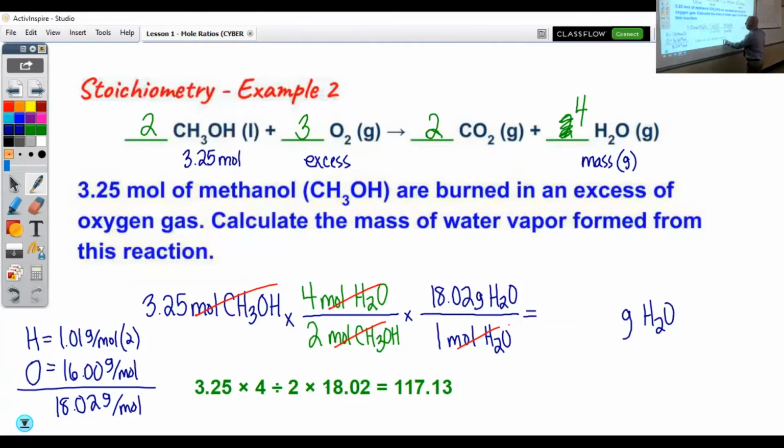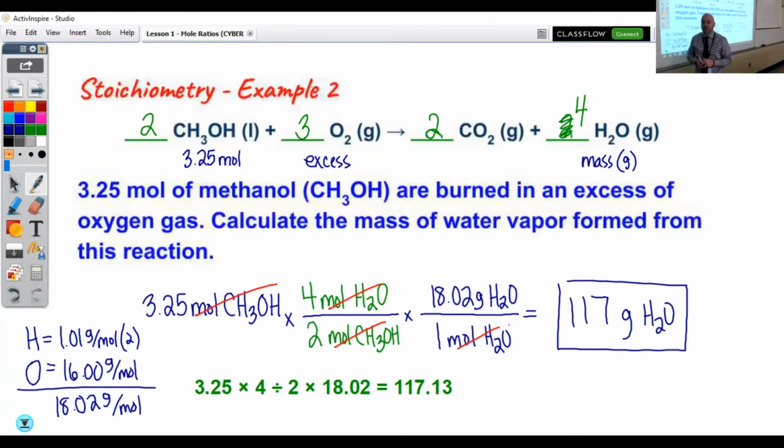Just to drag this out so you can see what I typed into the calculator, we wind up with an answer of 117.13. Now, we're going to be worried about significant figures again. So our answer here of 117 grams has 3 significant figures, and that's based on the 3 significant figures that we started with. Notice, multiply by 4 because it's on top, divide by 2 because it's on the bottom, multiply by 18.02 because it's on top. Dividing and multiplying by 1 does not change your answer, so please don't spend time typing that into the calculator.